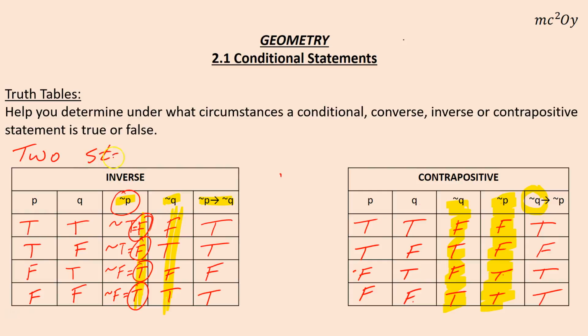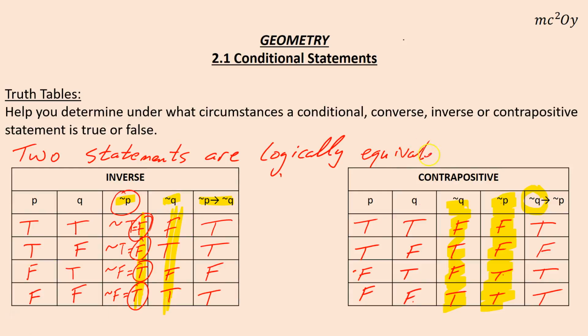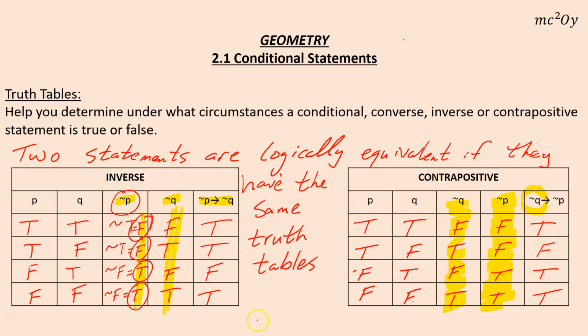Okay, two statements are logically, that's what you're dealing with here, dealing with logic, logically equivalent if they have the same truth tables. Okay, two statements are logically equivalent if they have the same truth tables.